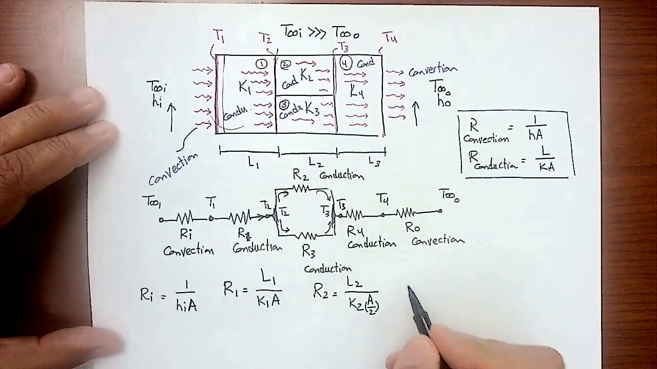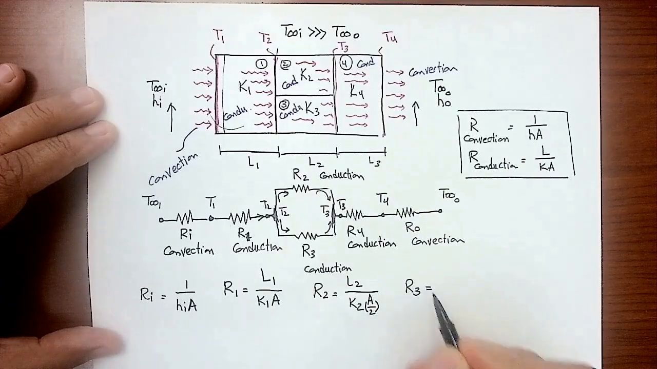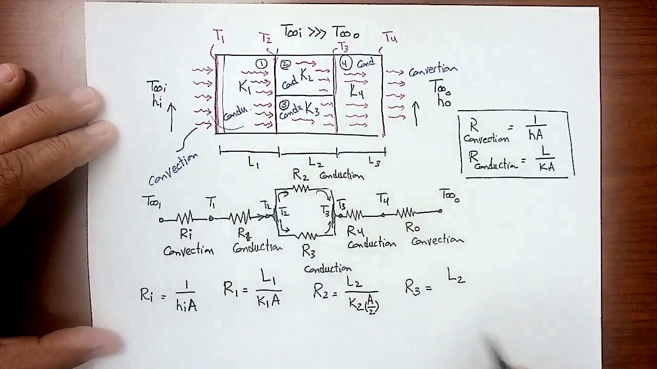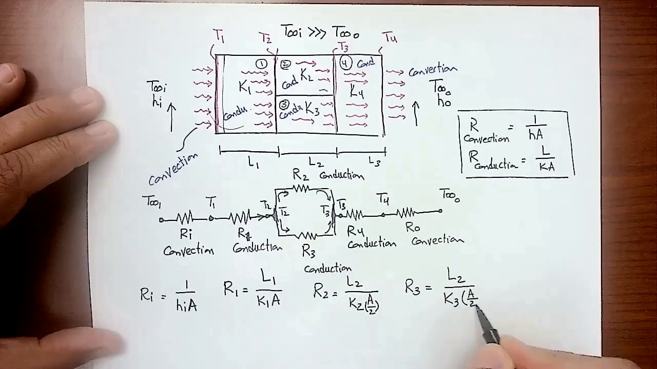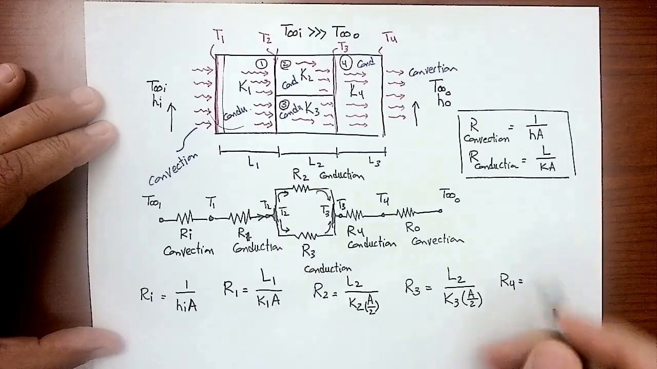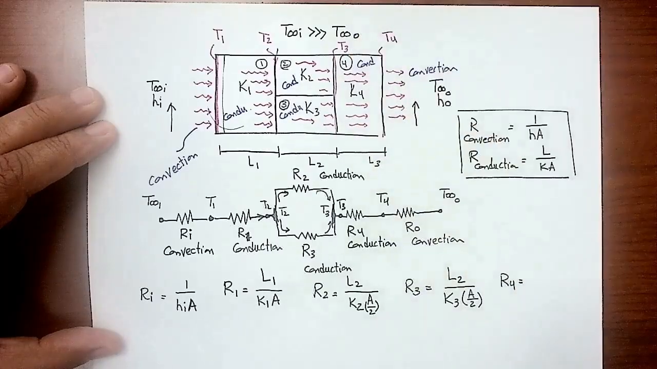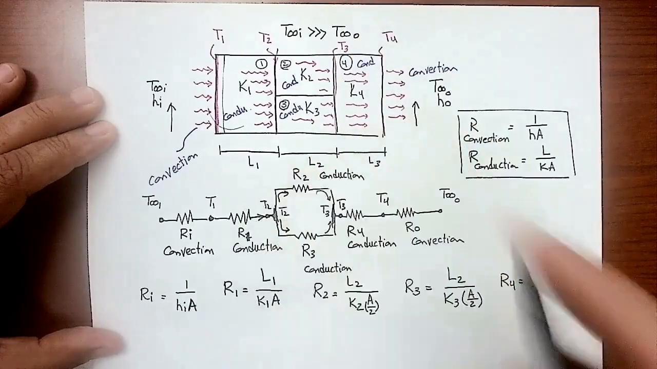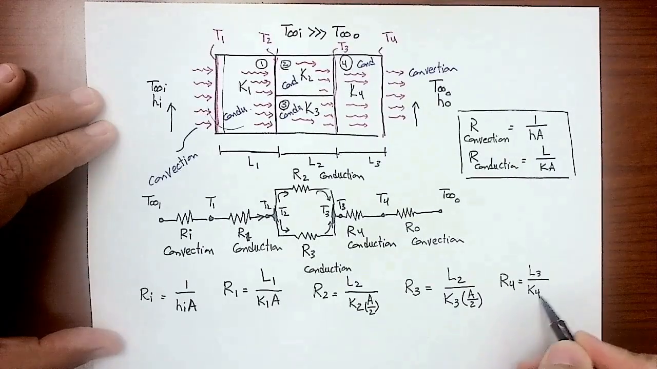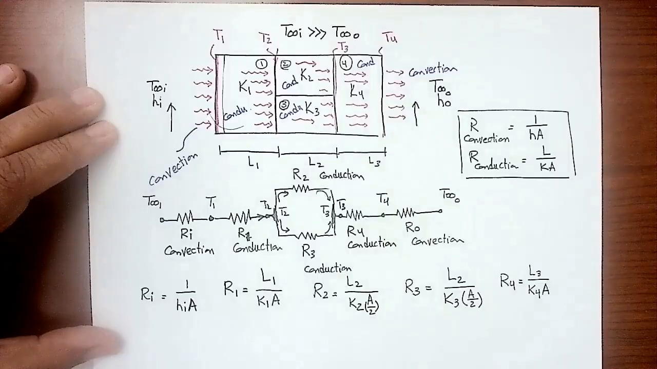Same applies for R3. The lower conduction resistance is going to be L2. The length of block 3 is the same as L2, over K3, and the area is half the area because the height is half the height. Now R4 is, and now I'm going back to the total height. So block 4 has a length of L3 divided by K4 times the total area. I went back to the total area.